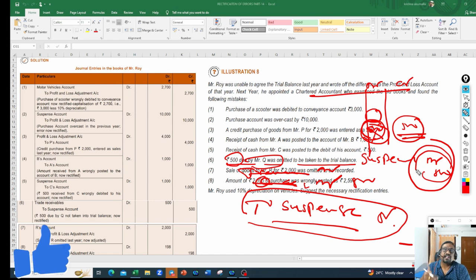Then you will understand why I was saying the suspense account had a credit balance previously. Now I have to rectify, so I have to debit it. If previously the suspense account was having a debit balance, now to rectify, I have to credit it. This is how I'm explaining, right? When I'm explaining, you have to listen very carefully. If you have any doubts, please comment on the video. I'll try to clarify. Okay, right.